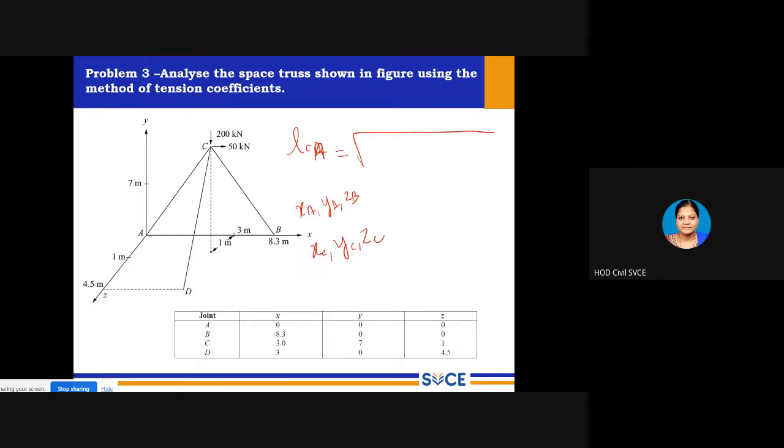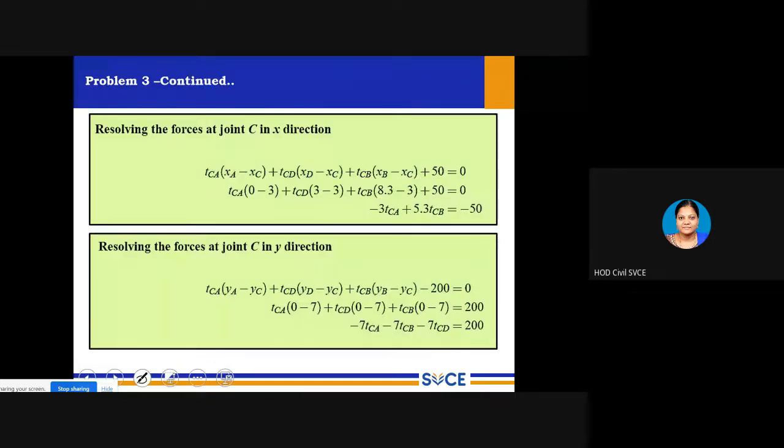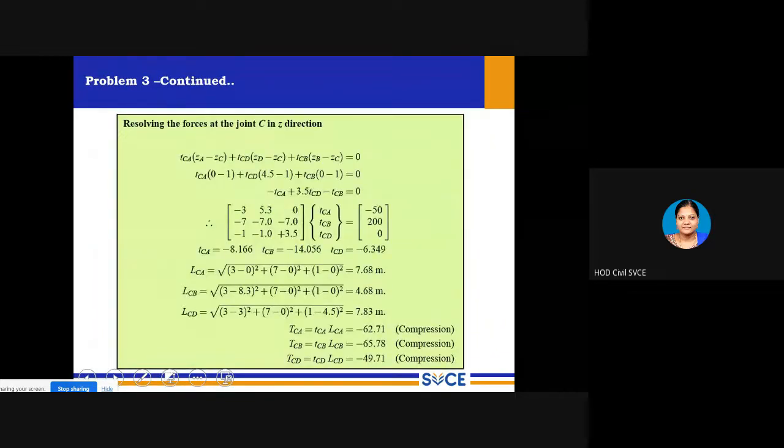The root of... okay, that's right, the root of... what is the formula in terms of xc, xa? How to calculate the length? It is the square root of (xc minus xa) whole square plus (yc minus ya) whole square plus (zc minus za) whole square. Similarly, for all other members also you can get the length of the members. Is this clear? Yes.